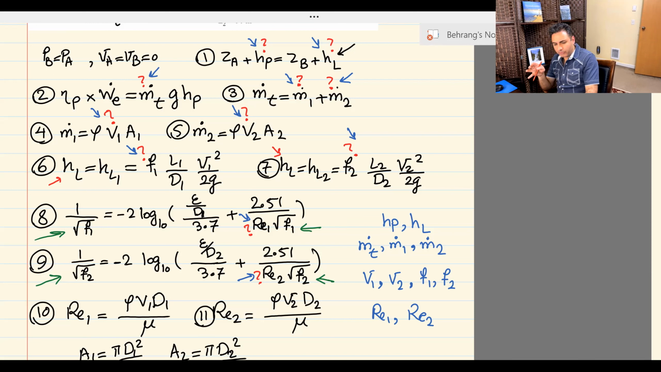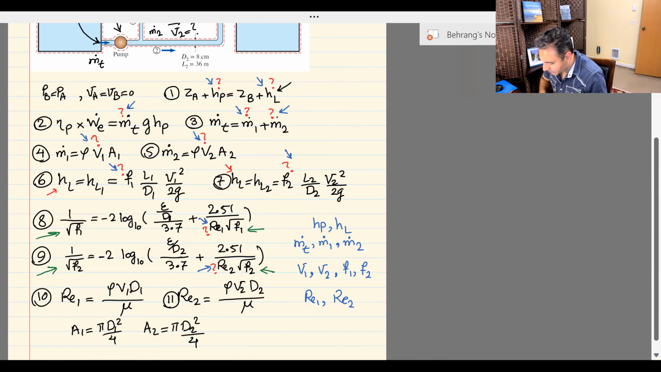But in terms of the number of equations and unknowns, we're solid. So now we have our game plan. And based on this, we can move on to EES and start writing the code and solving the problem.